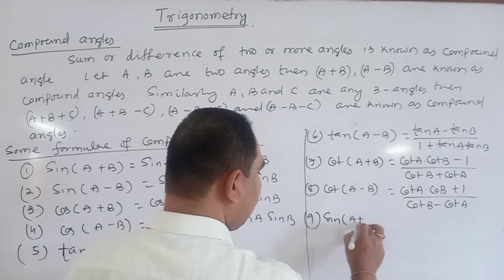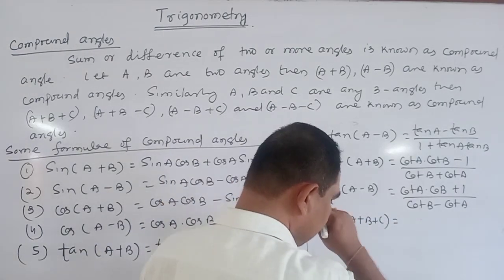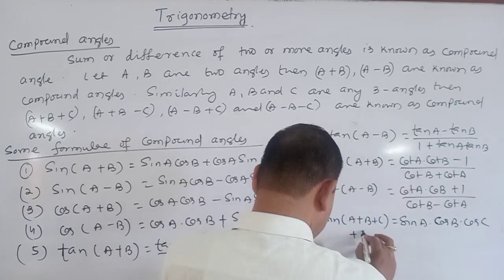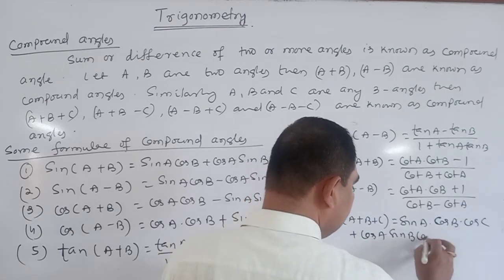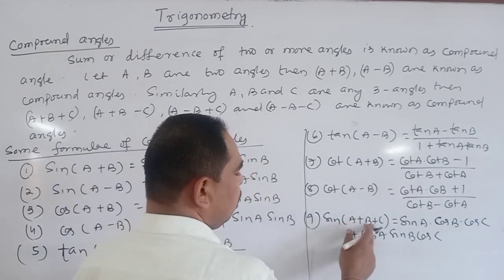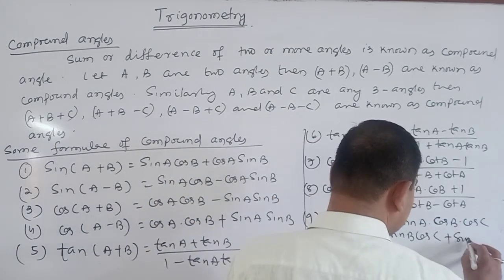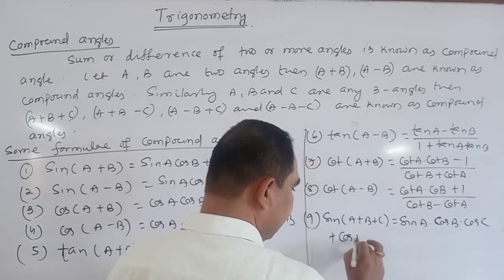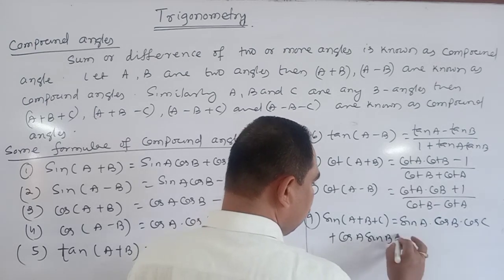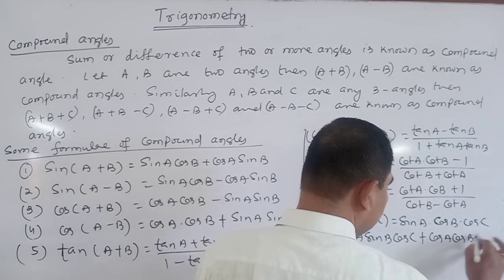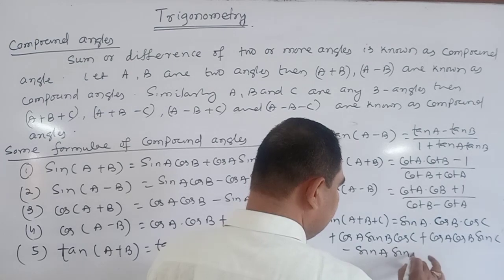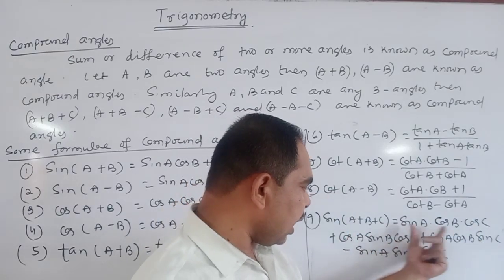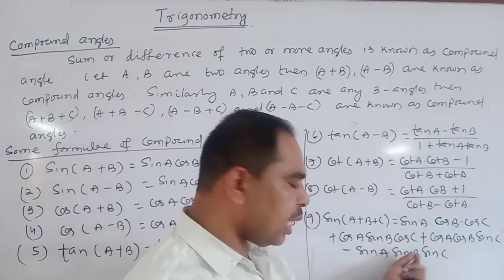Nine, sin of A plus B plus C is equal to sin A into cos B into cos C plus cos A into sin B into cos C plus cos A cos B sin C minus sin A sin B sin C. So single sin, double cos; single sin, double cos; single sin, double cos; and the last term minus sin A sin B sin C.